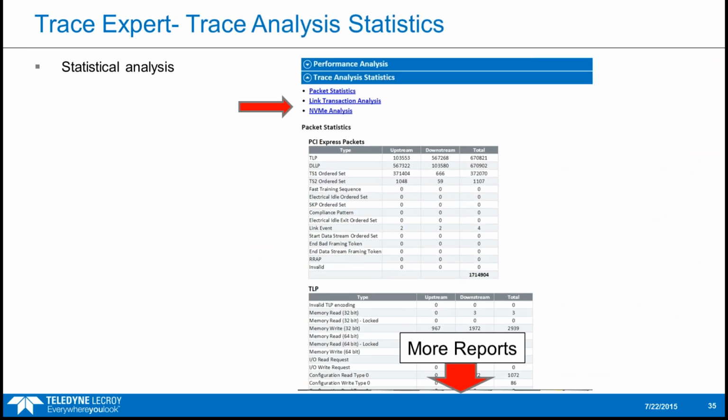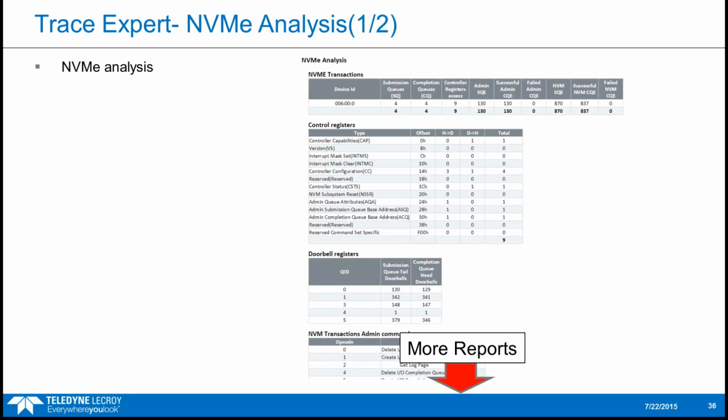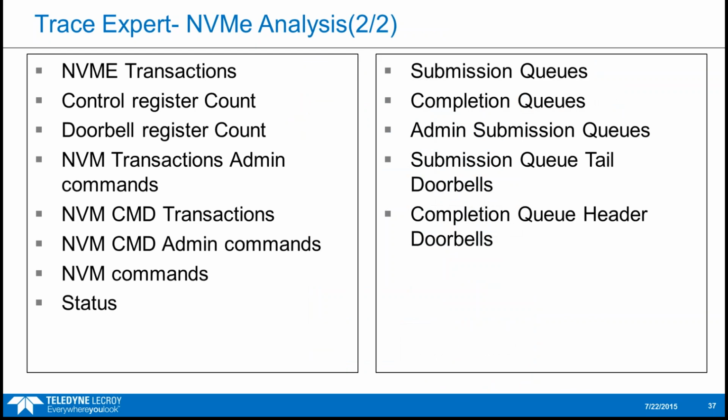Statistical analysis is also available. You can see here that we can look at both the upstream and downstream totals for a wide range of items that appear within a trace. Analysis is once again an important part of the Trace Expert. So not only are you getting counts, but you're going to get a lot of detail with, for example, doorbell registers and NVMe transactions. I've listed here some more various pieces that you can find in the report.